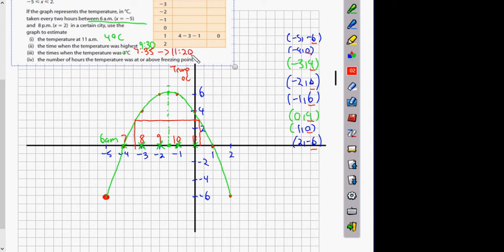Or 11:15. The number of hours the temperature was above freezing point. What's above freezing point mean, lads? Above 0. Where's it above 0? See where I'm shading in here? That's all above 0. How many hours does that happen for? 7, 8, 9, 10, 11, 12. How many gaps? That's 1 hour, 2 hours, 3 hours, 4 hours, 5 hours. 5 hours. Is that okay?